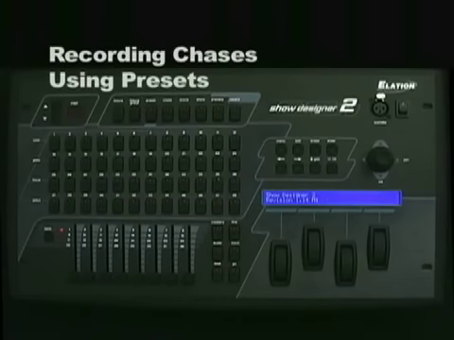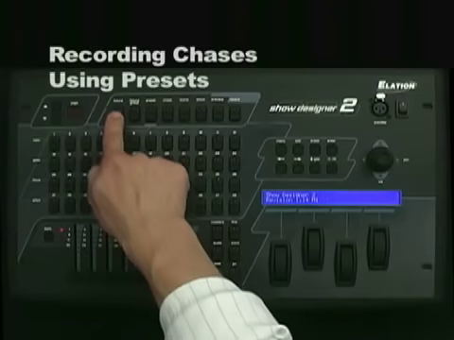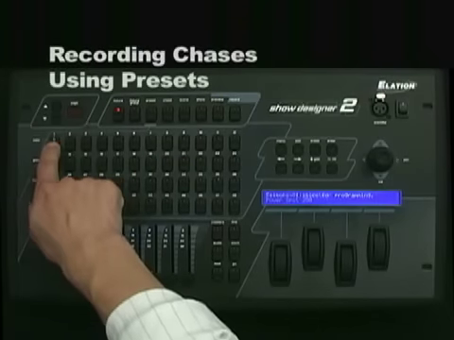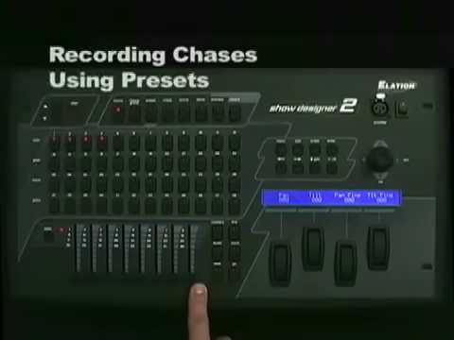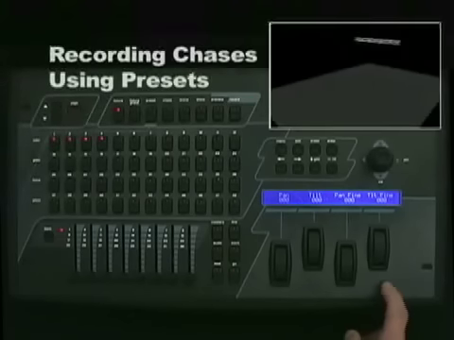To record a chase using the presets, press your fixture button and select the fixtures that you want to record the chase for. You will first have to record presets for the selected fixtures. Open the shutter and dimmer using the 8-channel faders or the 4 data wheels.